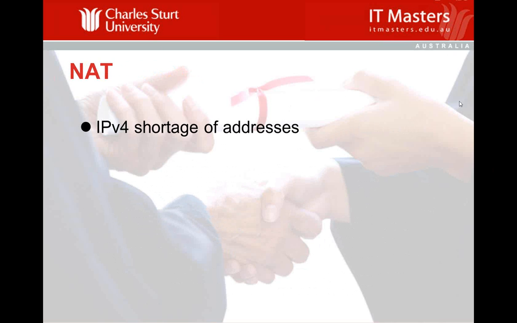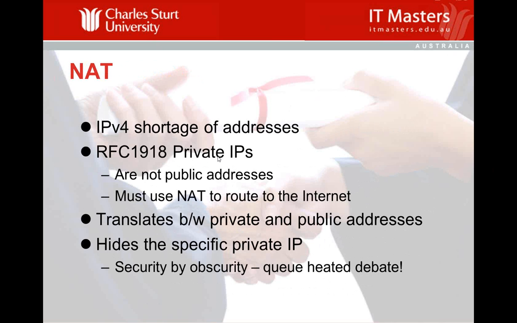Okay, so if we have a look at our NAT. The rapid growth of the internet basically resulted in a shortage of available IPv4 addresses. So in response, at one time, a specific set of the IPv4 address space was designated as private, to temporarily alleviate this problem before we got around to coming out with IPv6 and getting that rolled out. Those private IP addresses were the RFC 1918 private IP addresses. So they are not public addresses. They can't be routed on the internet. You must use NAT to route to the internet.